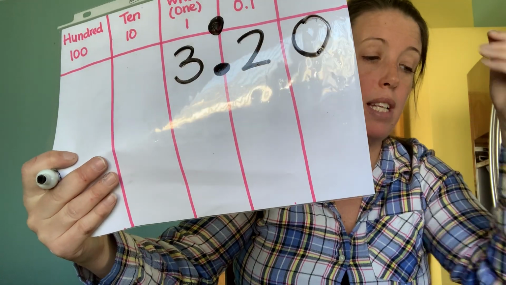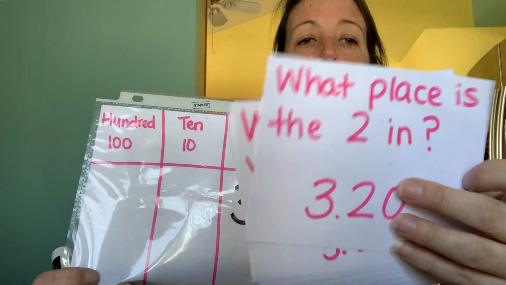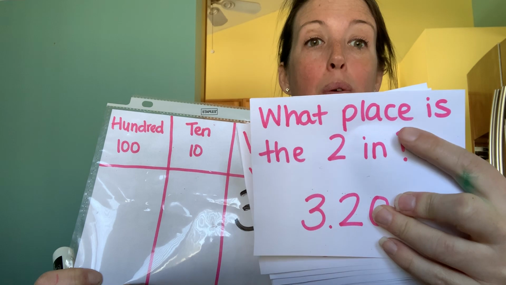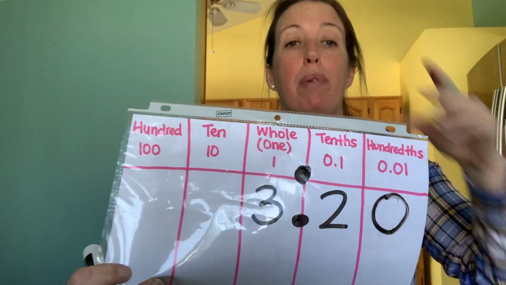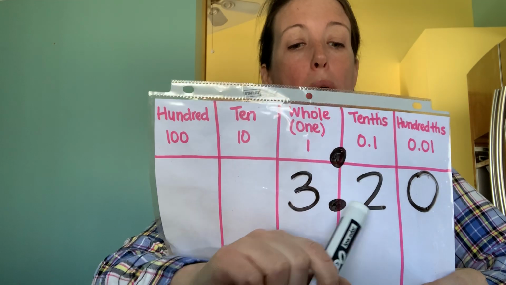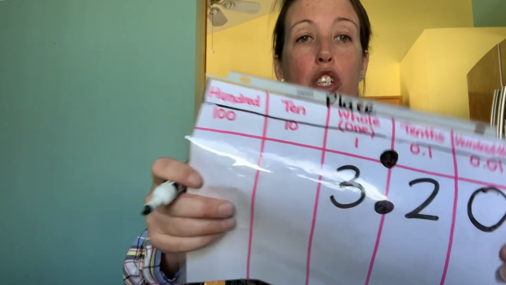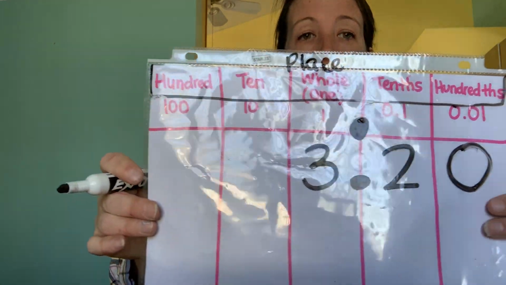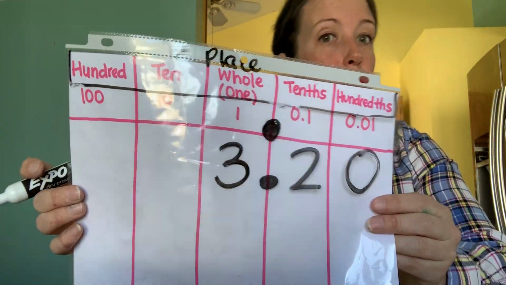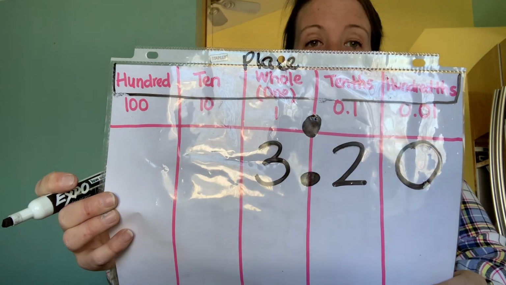It took me less than 10 seconds. And now it's saying, what is the place? This is the key word here, place. A place is a location. Where is that 2 located? It's located in my tenths. So these here up top are my choices for place. So my answer is just tenths. It's located in the tenths. Not in the 2/10, not in the 2, but it's located in the tenths place.